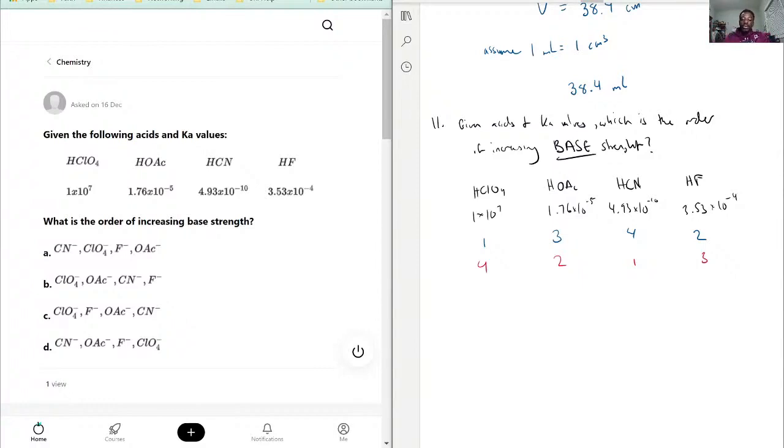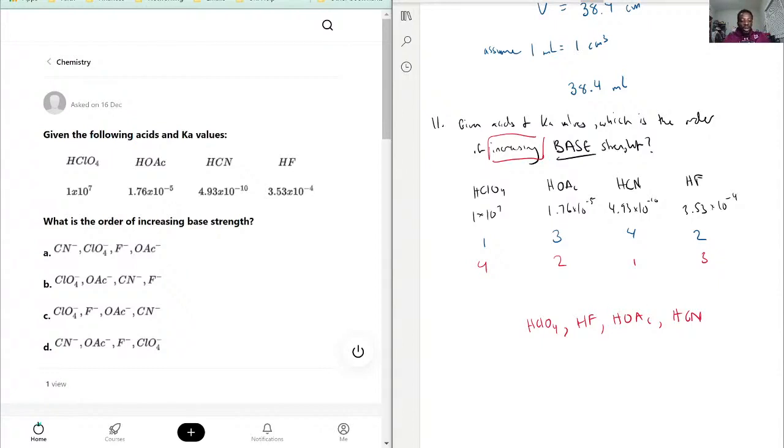But now they're asking for us, now we look at the question finally, increasing base strength. So we want to start from the weakest to the strongest, okay? So if we list it out, we would go 4, 3, 2, 1. So HClO4 would be the lowest, then it increases to HF, then it increases to HOAc, then finally the last one is HCN. This should be the order we're looking for based on what the Ka values mean. So that being said, let's see what we're dealing with, okay?